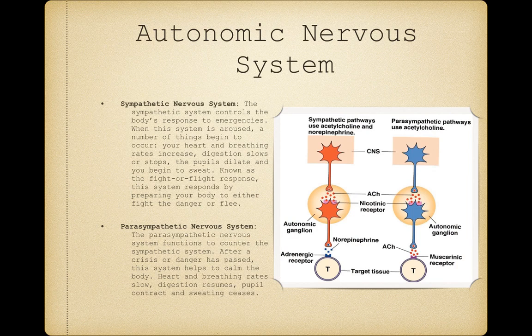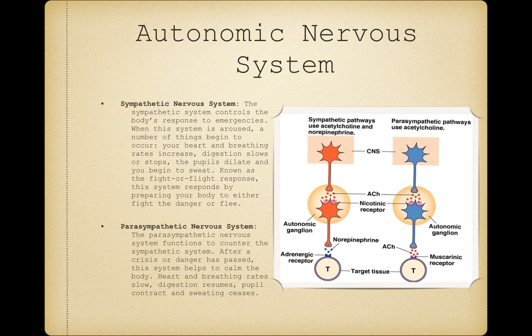Sympathetic nervous system. The sympathetic nervous system controls the body's response to emergencies. When this system is aroused, a number of things begin to occur. Your heart and breathing rates increase. Digestion slows or stops. The pupils dilate and you begin to sweat. Known as the fight or flight response, this system responds by preparing your body to either fight the danger or flee.